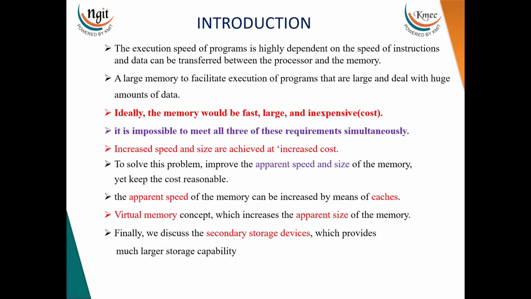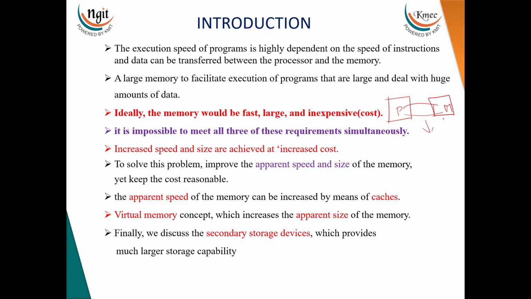Now, introduction of the memories. Now, the execution speed of a program is highly dependent on the speed at which instructions and data can be transferred between the processor and the memory. Now, if this is the processor and this is the memory, how quickly the data transfer takes place between memory and the processor gives the system speed.